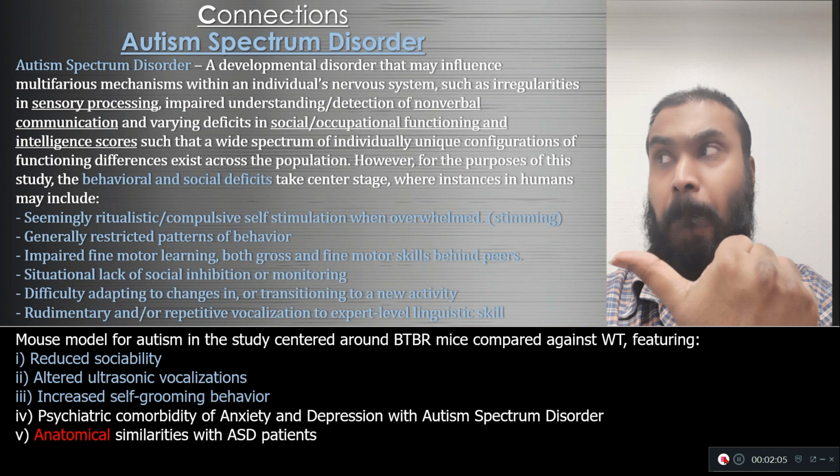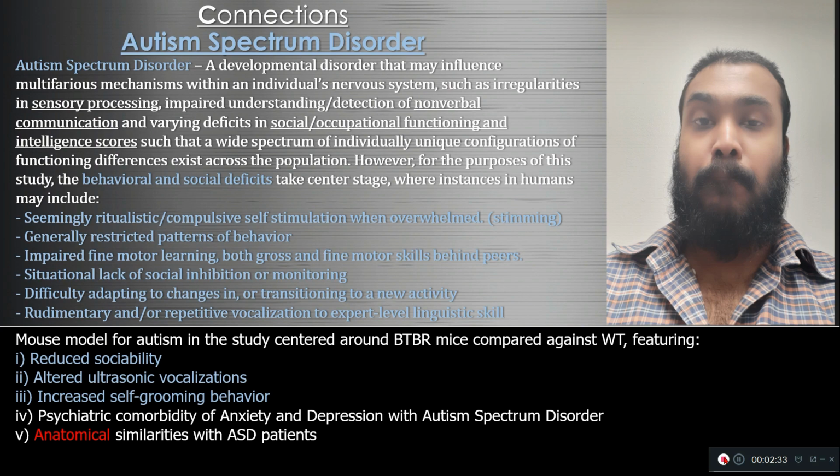Moving on, this also has to do with difficulty adapting to changes in or transitioning to a new activity. Problems with flexibility, I guess. They depend on routine and sameness all the time. You see impaired fine motor learning, or both gross and fine motor skills are actually affected, but fine motor learning seems to be particularly affected. In relation to this, there's also this interesting tidbit where they have less brain hemispheric asymmetry than the regular population.